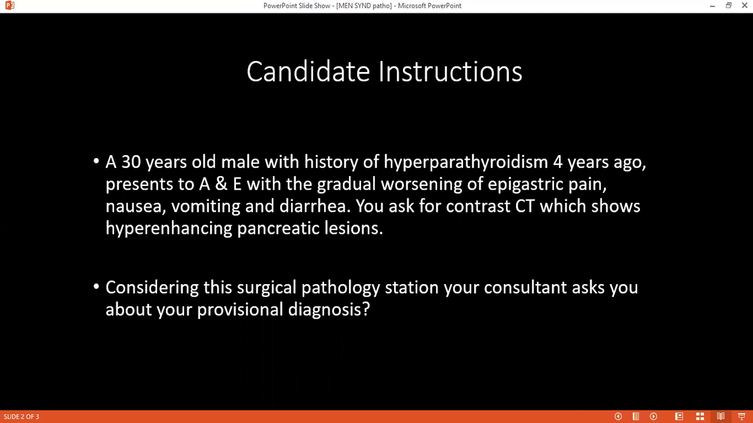Ma'am, in MEN2 syndrome, there will be a RET gene mutation, which is on chromosome number 10, ma'am. You said the same for MEN1. Okay, what is the mode of inheritance of MEN2 syndrome? Ma'am, autosomal dominant, ma'am. Okay. If a patient presents, what would you like to exclude before you go ahead for the surgery for a MEN2 patient?